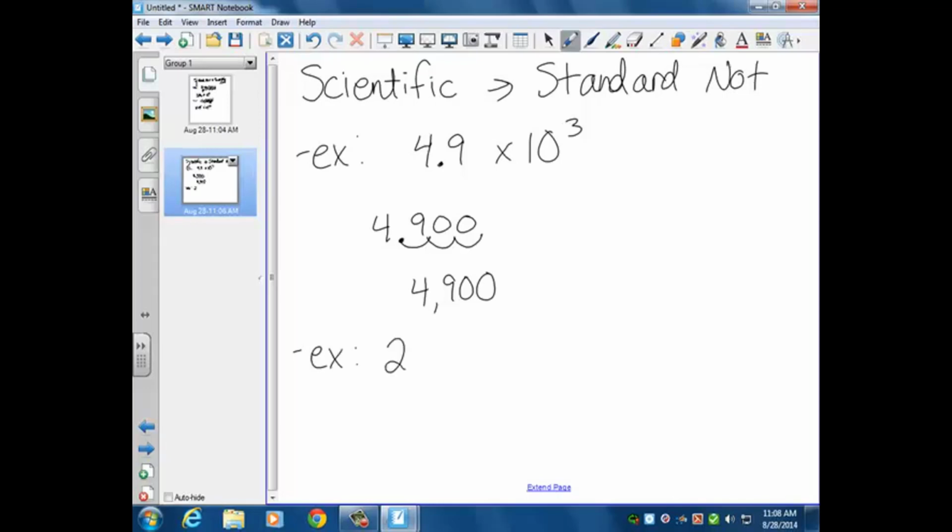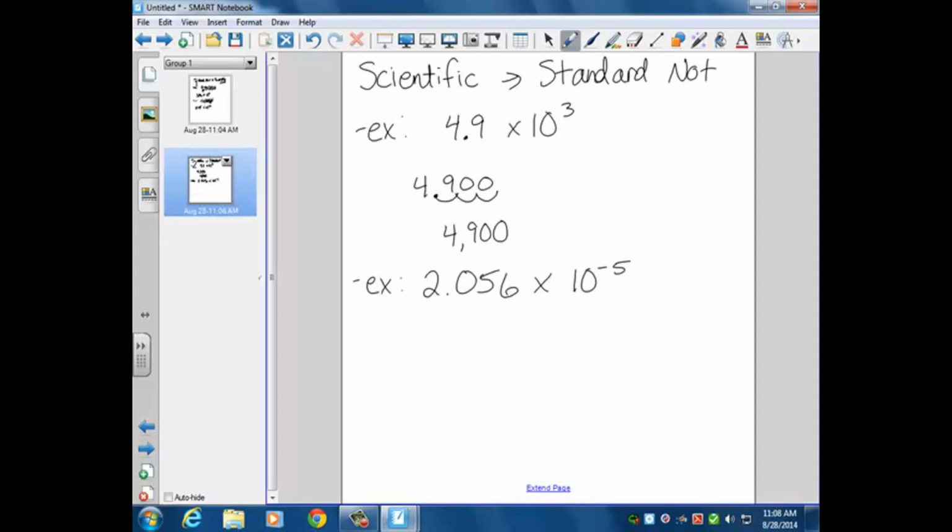How about 2.056 times 10 to the -5th? So, let me rewrite the 2.056. I would look at it and say, it's a negative exponent, so it's going to be really small. So I'm going to have 0 point something. I'm going to have to move 1, 2, 3, 4, 5 times to put my decimal.